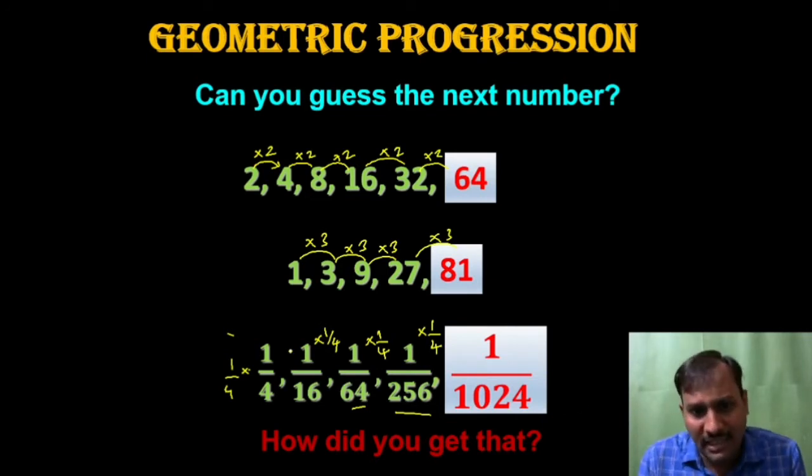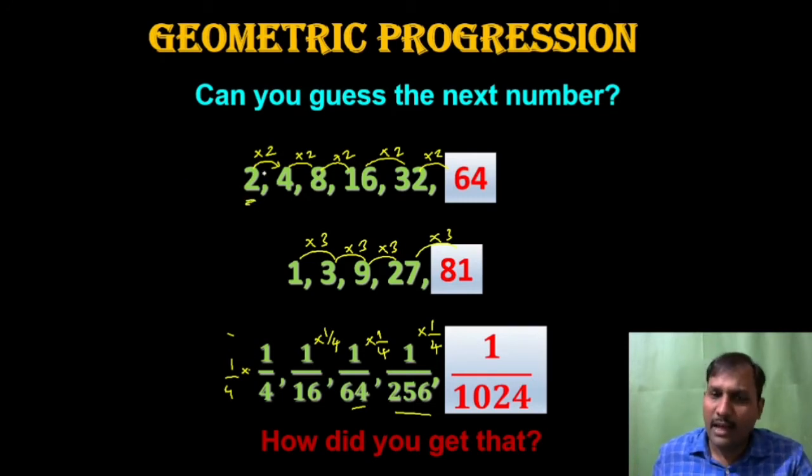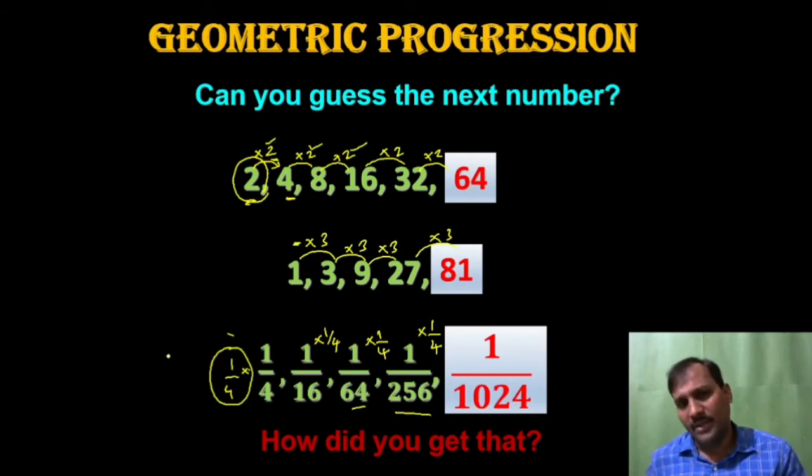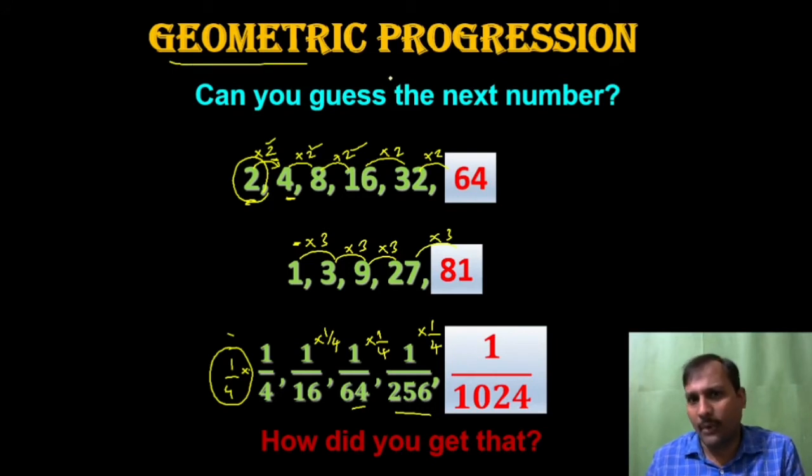So in all these lists of numbers, every number except the first one is obtained by multiplying a fixed number with its preceding number. So to get 4, we have multiplied. The preceding number means the term before this 4. So every term except the first one is obtained by multiplying by a fixed number. Here that fixed number is 2, here that fixed number is 3, here that fixed number is 1 by 4. So this type of sequence is called geometric progression.